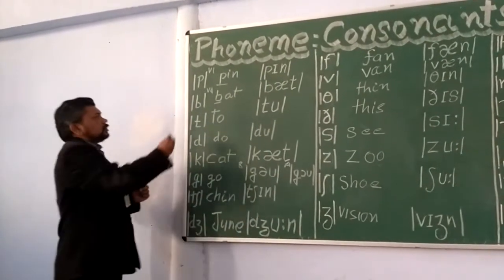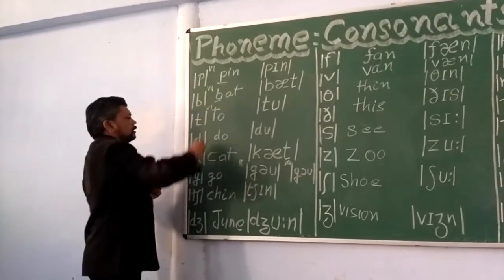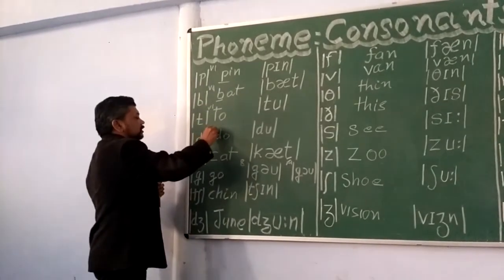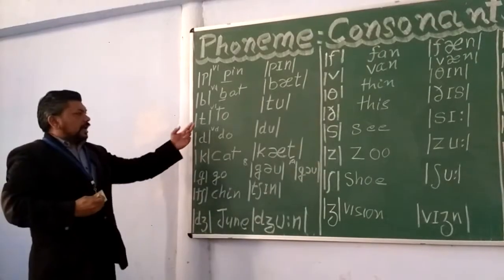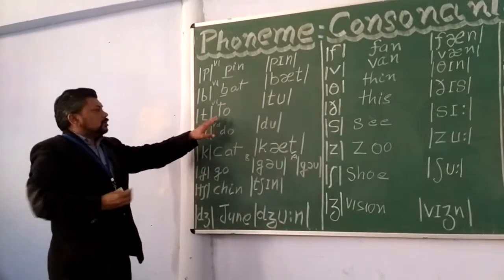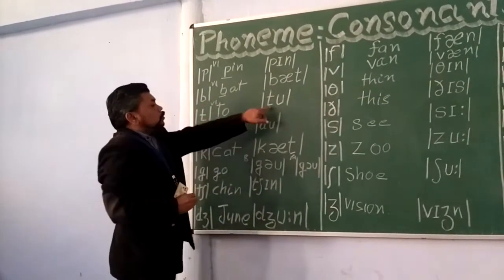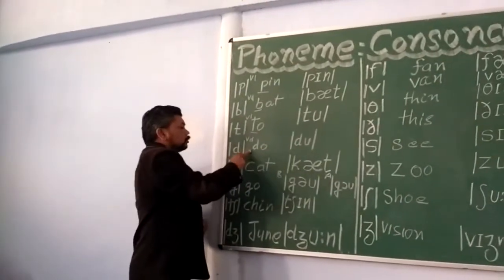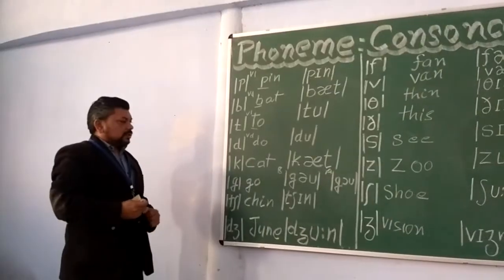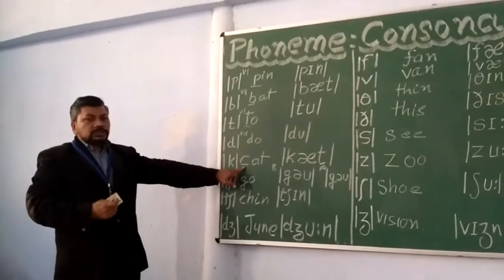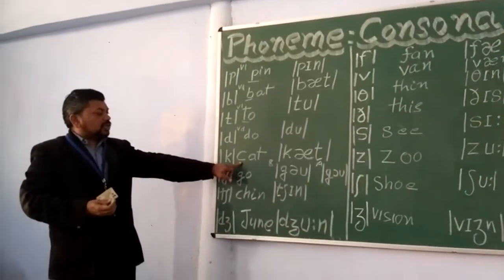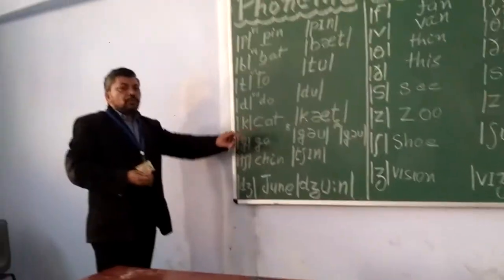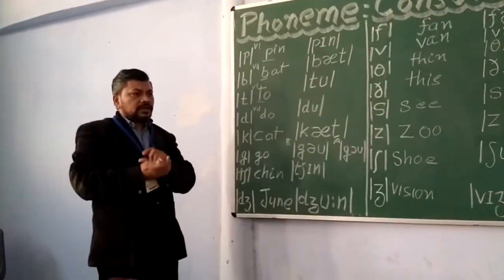Similarly, the ta sound is voiceless and da is voiced, as ta in to and da in do. Then there comes the C sound. The C alphabet is pronounced in many different ways.